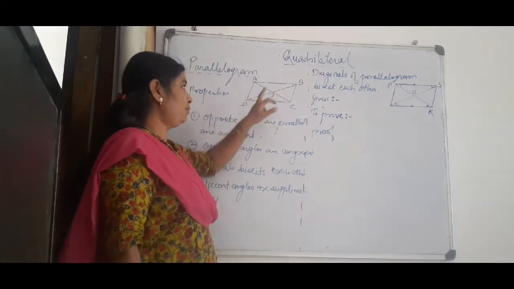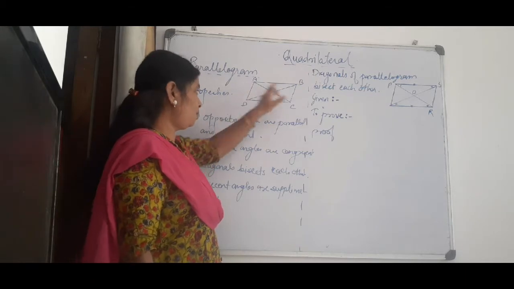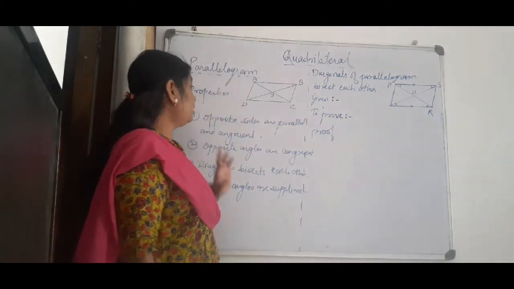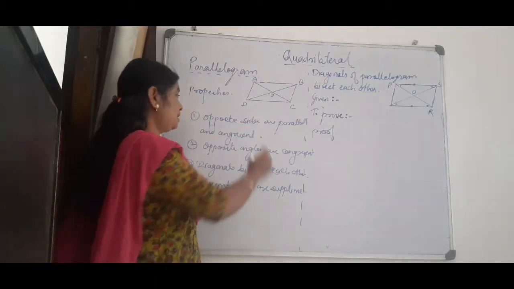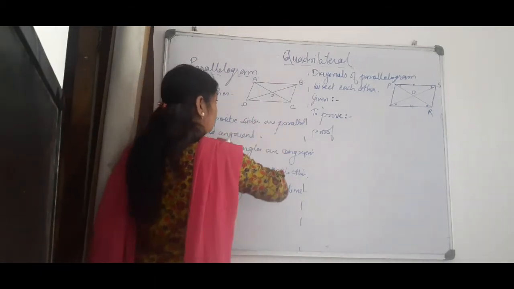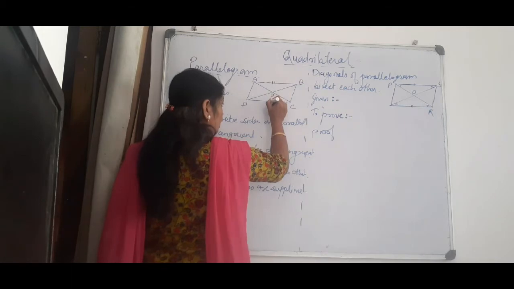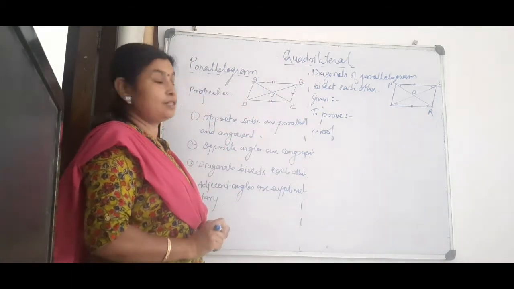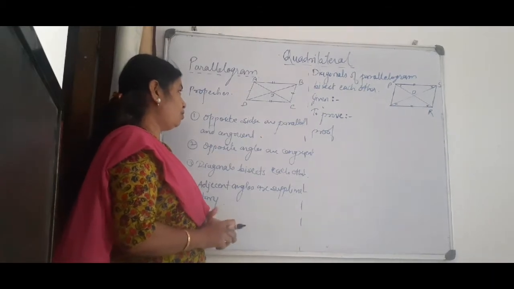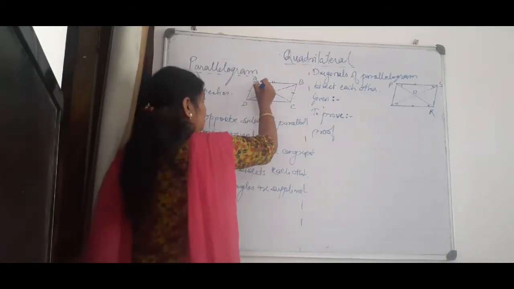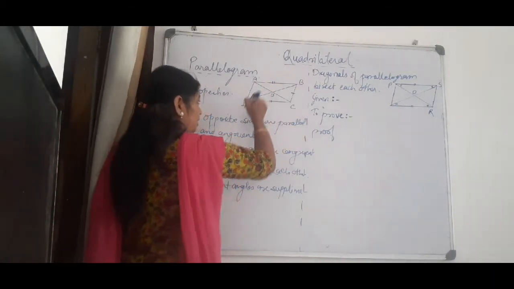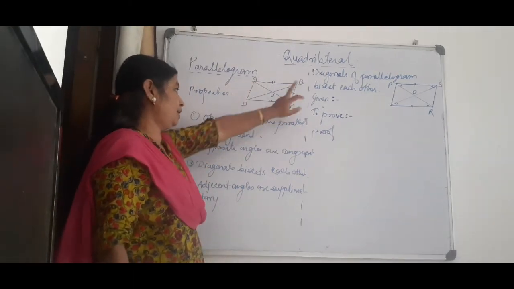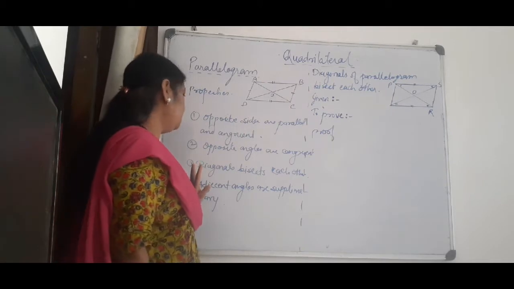What is the definition? If opposite sides of a quadrilateral are congruent and parallel, then it is said to be a parallelogram. Now see the properties. Opposite sides of a parallelogram are congruent. What is the property? First property is opposite sides of a parallelogram are congruent. Second property, opposite angles of a parallelogram are also congruent. Opposite angles are congruent. Angle A is congruent to angle C, angle B is congruent to angle D.